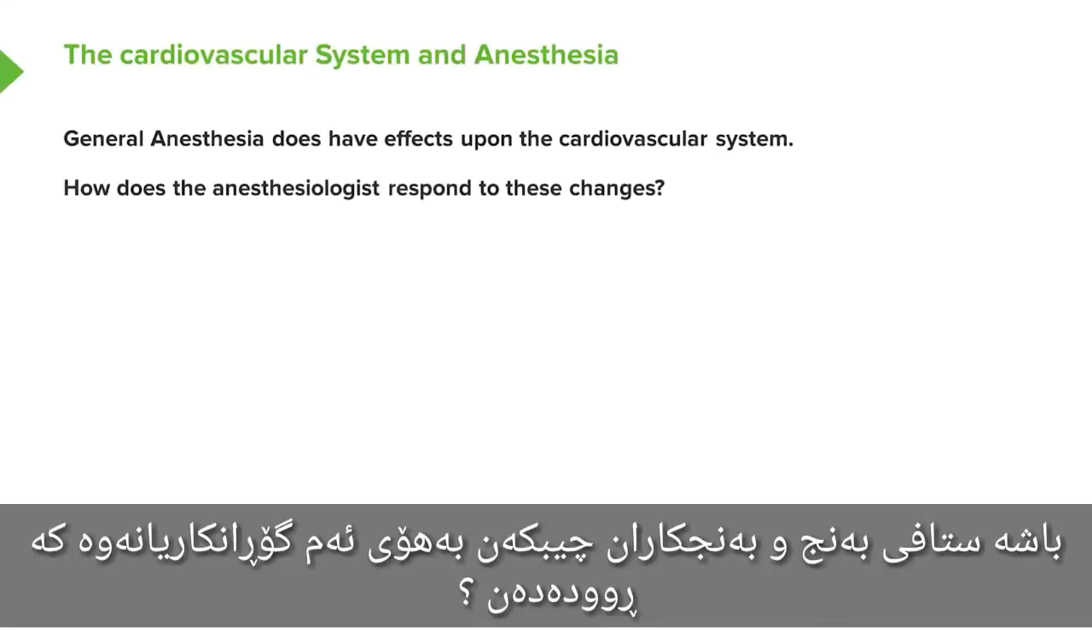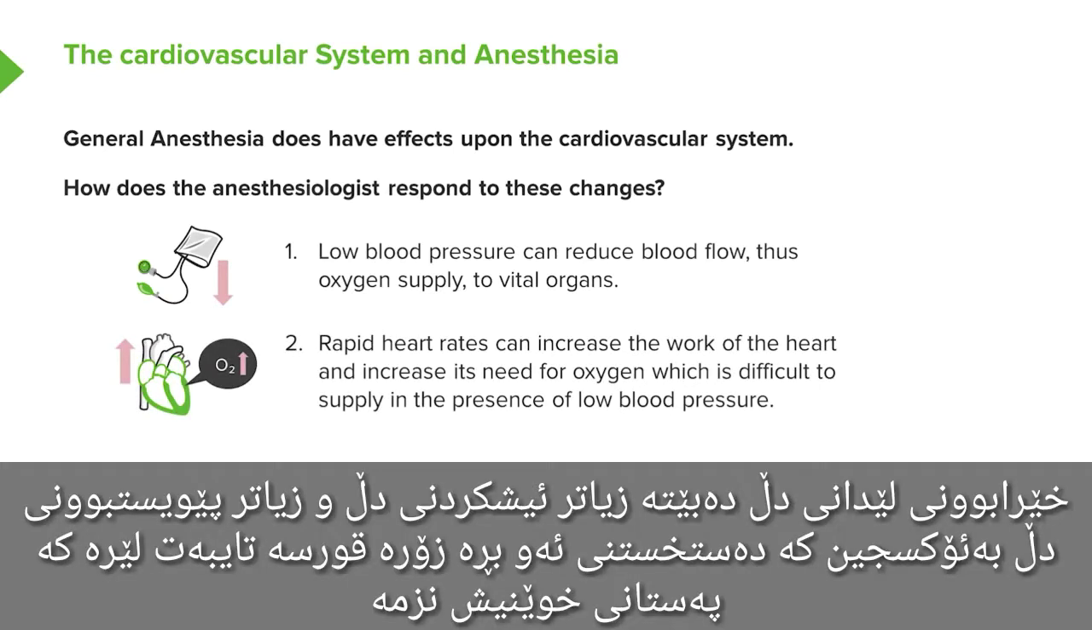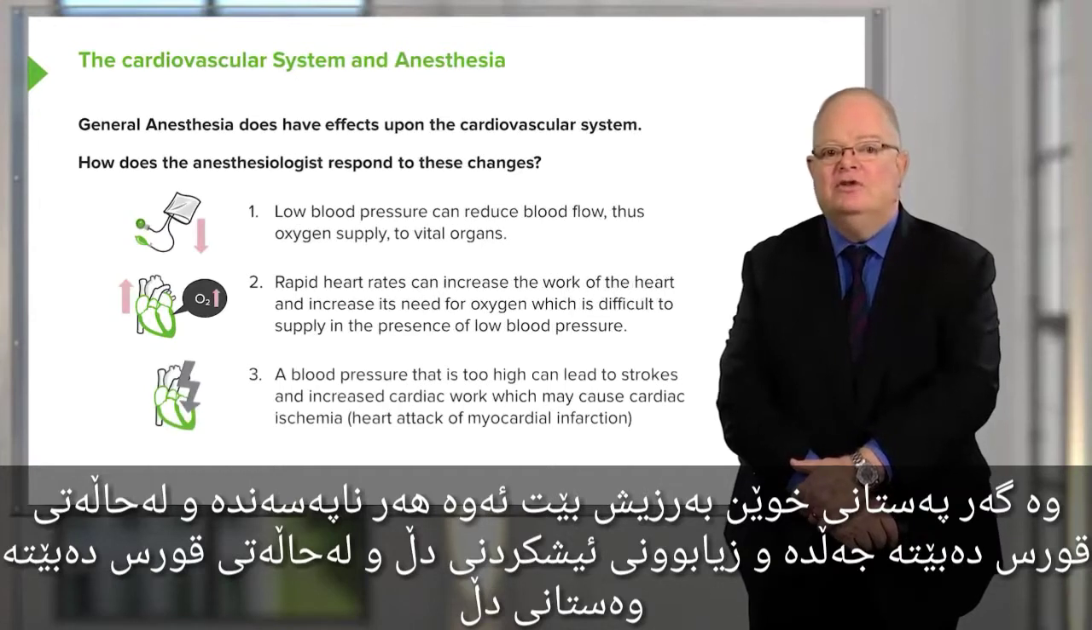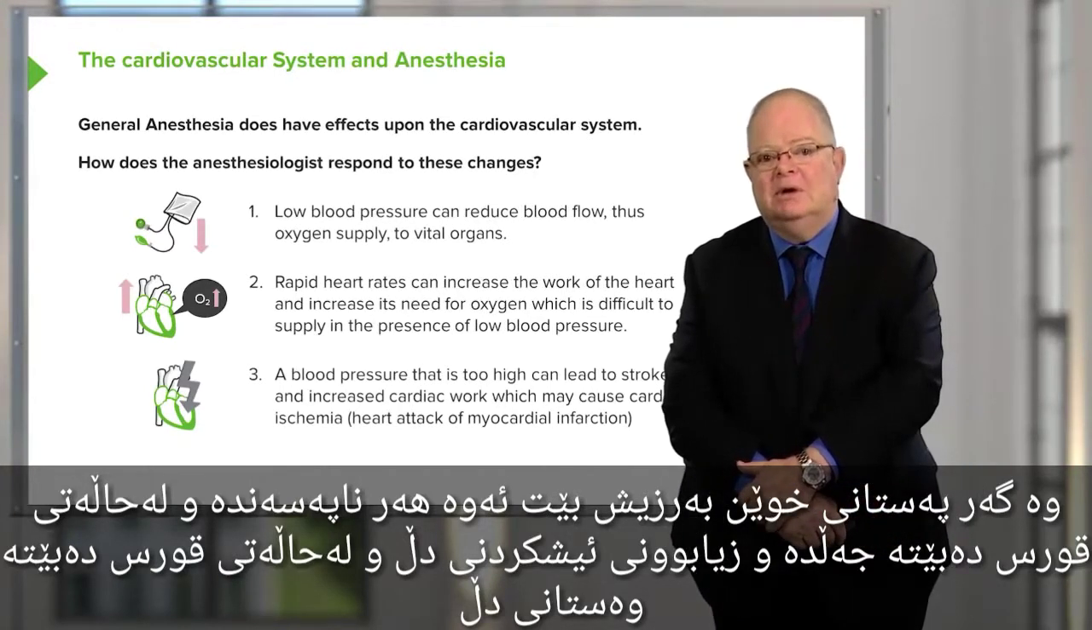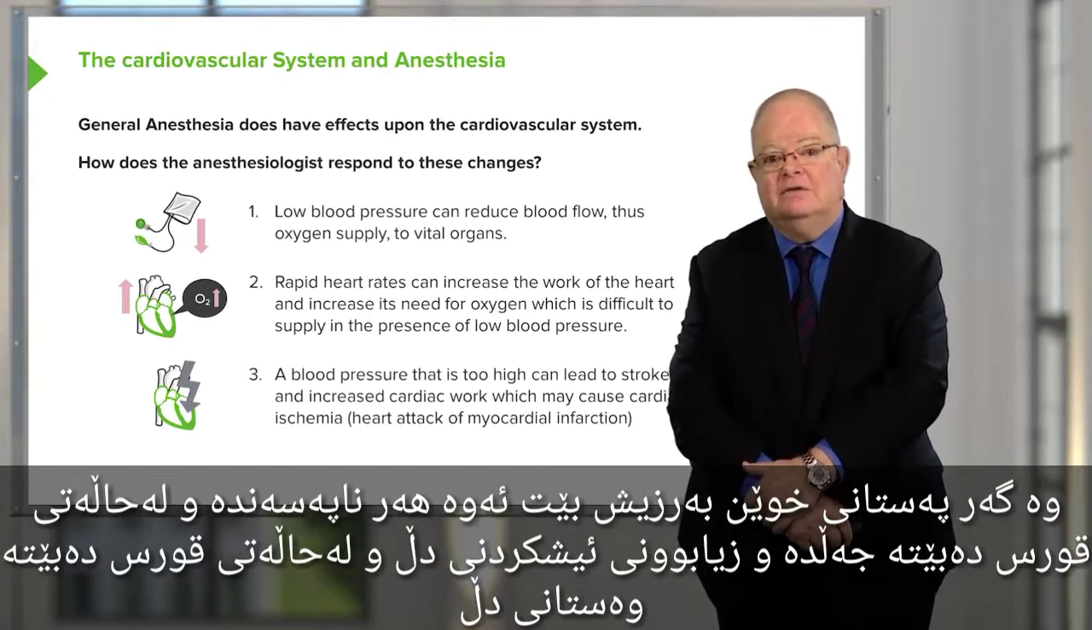So, what does the anesthesiologist do about these changes? Low blood pressure can reduce blood flow, thus oxygen supply to vital organs. Rapid heart rates can increase the work of the heart and increase the need for myocardial oxygen, which is difficult to supply in the presence of low blood pressure. A blood pressure that is too high is also unacceptable, as it can lead to strokes and increased cardiac work, which may cause cardiac ischemia or heart attacks.